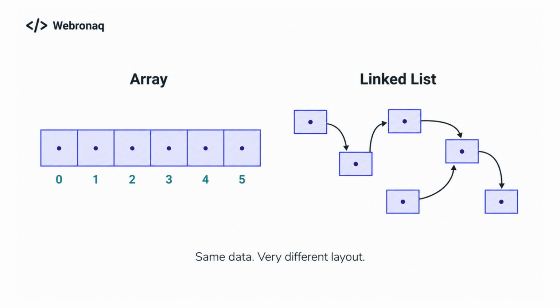You need to store a list of values in your program. Do you reach for an array or a linked list? They both hold data, they both let you loop through it, so what is actually different? Here is the mental model to hold on to through this entire video.